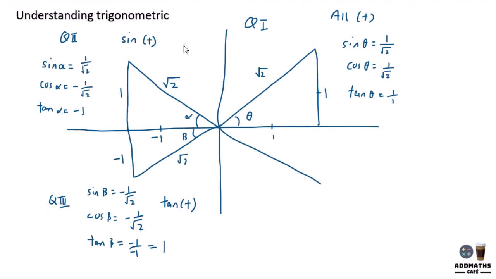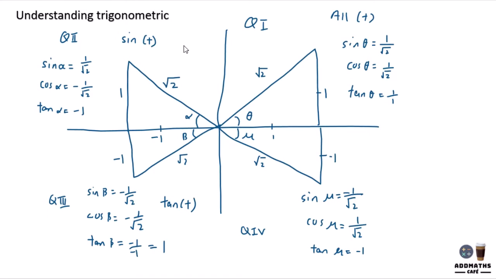And for quadrant 4, going down is -1 and going right will be 1. So let's say this is mu and I'm required to find sine mu, which is opposite over hypotenuse. So this is square root 2 on the hypotenuse. Opposite is -1 over square root 2. Cos mu will be adjacent over hypotenuse, which is 1 over square root 2. And tangent mu will give me opposite over adjacent, which is -1. And in this case, cos is positive.